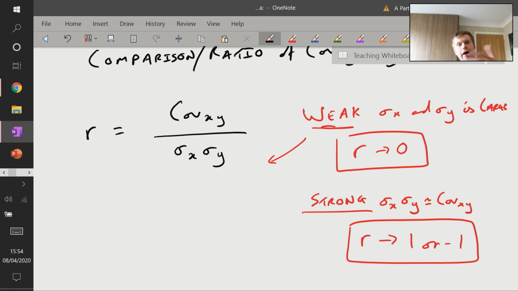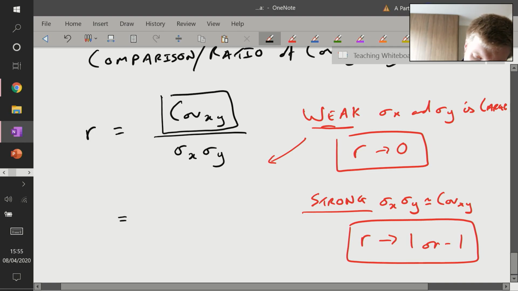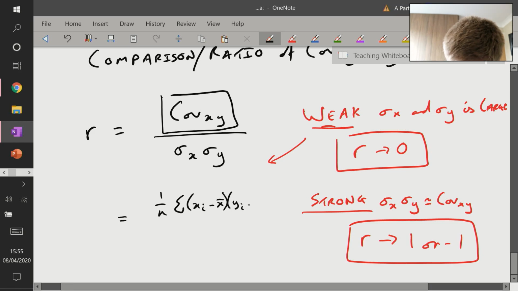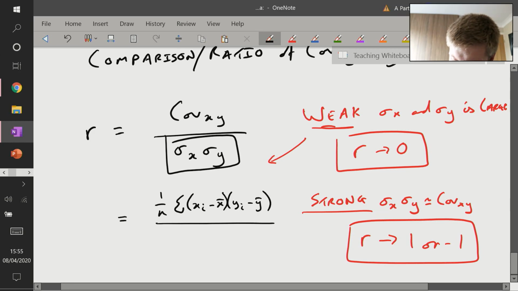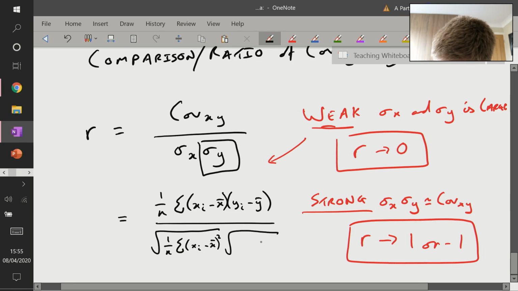So rather than writing covariance as sigma x and sigma y, let's actually replace it with what we know. So I know that the covariance is 1 over n times by sigma xi minus x bar times by yi minus y bar, right? Then I'm going to divide that by the product of the standard deviations. So standard deviation of x is going to be the square root of 1 over n sigma xi minus x bar all squared. We've already looked at that. And then the standard deviation of y is just going to be the square root of 1 over n times by sigma yi minus y bar all squared.